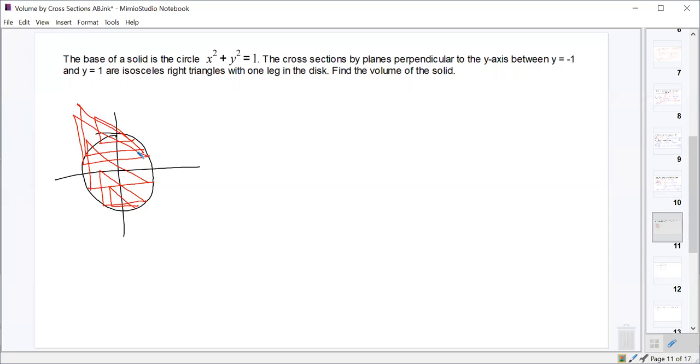So how are we going to go about this? What's the thickness going to be? dy. This time it should be dy, right? Because these are going in the y direction. And what's the area of one of these? It should be 1/2 of the side length, we'll call it the leg squared, right? Since it's 1/2 base times height, but they're isosceles right triangles. Yeah, everybody good there?